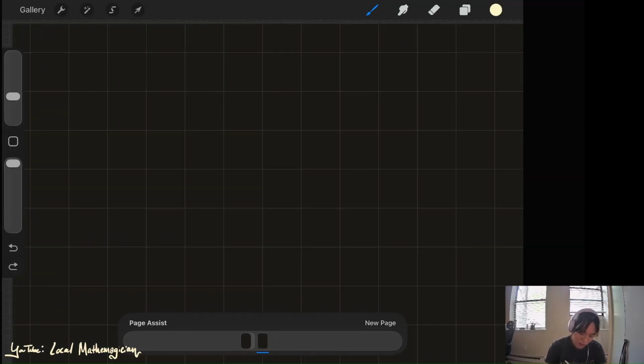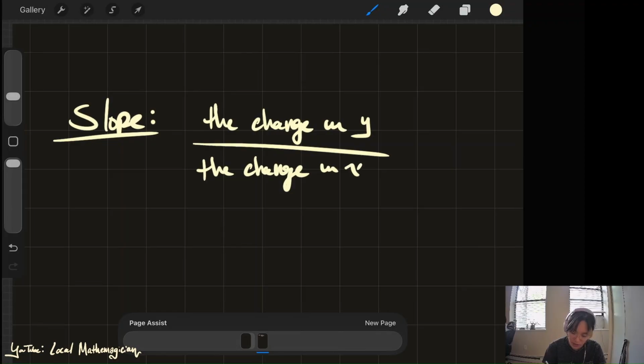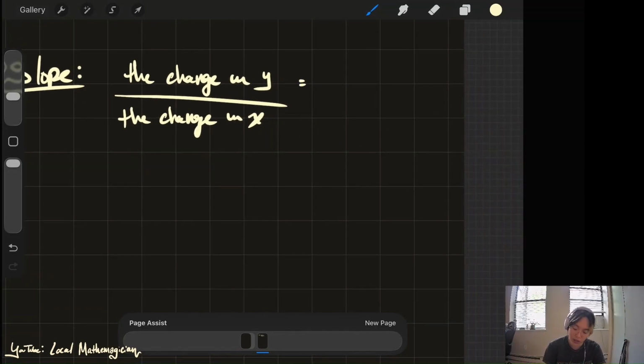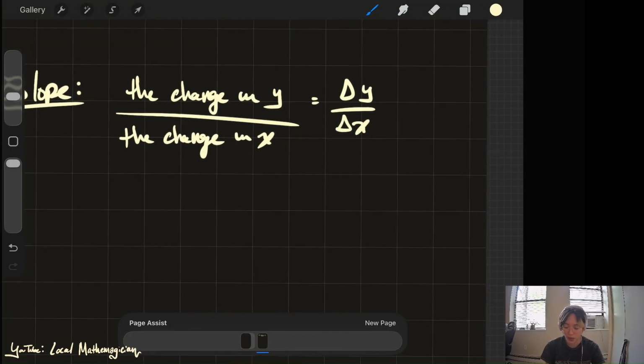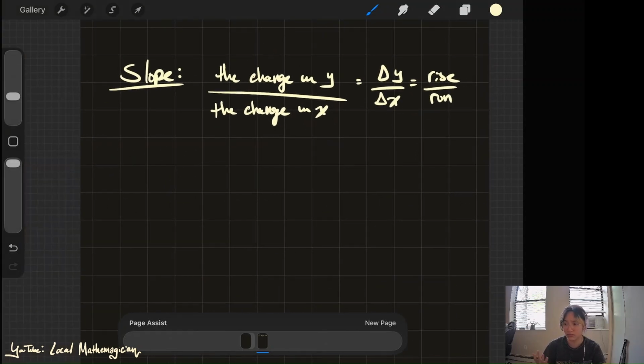Okay. So slope can be defined as the ratio of the change in the y value divided by the change in x. Okay? Change in y divided by change in x, the ratio of the change in y relative to x. Different ways to look at it. You can call this delta y divided by delta x. Delta just means change, right? Some of you might remember this as rise over run. All are valid, all are fine.